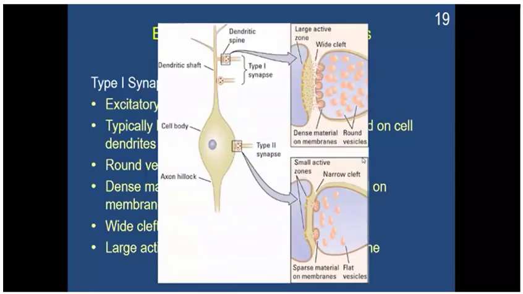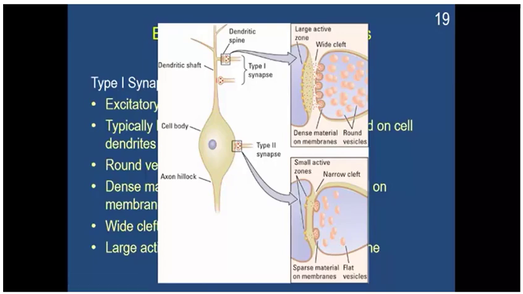So let's look at these pictures right here. So type 1, again, are up here in the dendrites. You have this wider cleft, more action, maybe more synapses can be involved, more axon terminal can be involved. Large active zone, look how many receptors there are here. Lots of places for the neurotransmitter to bind. The vesicles are round, and lots of material is being released, partially because it's a wide cleft, right? If it's a wide cleft, it's more distance to cover, you need more neurotransmitter.